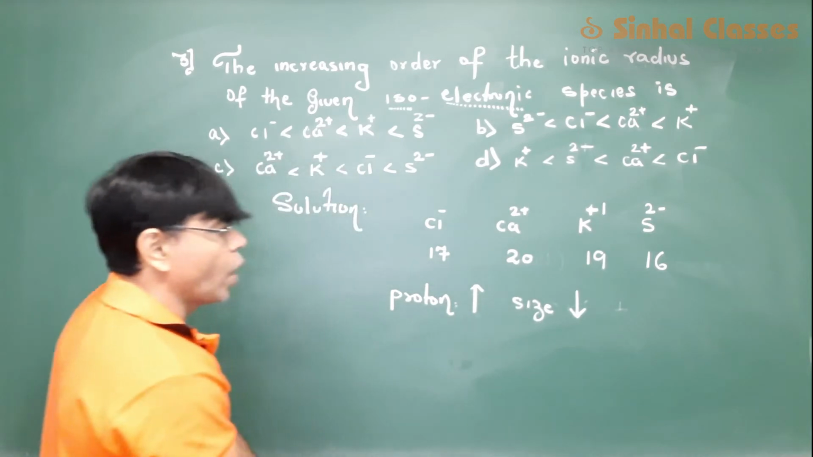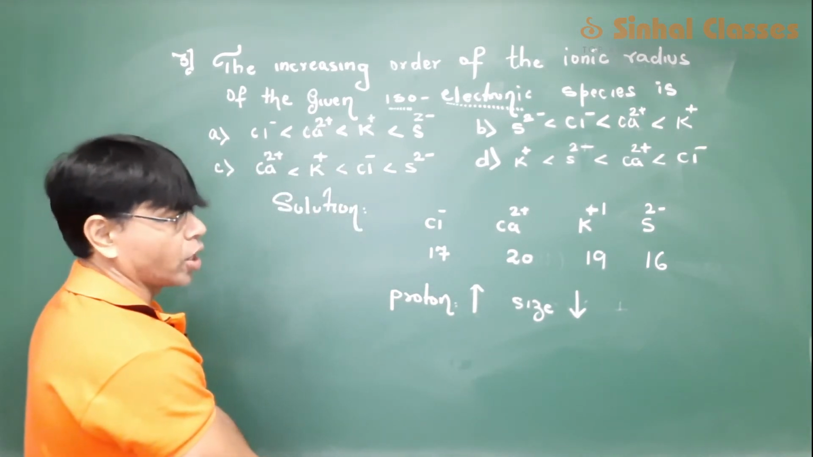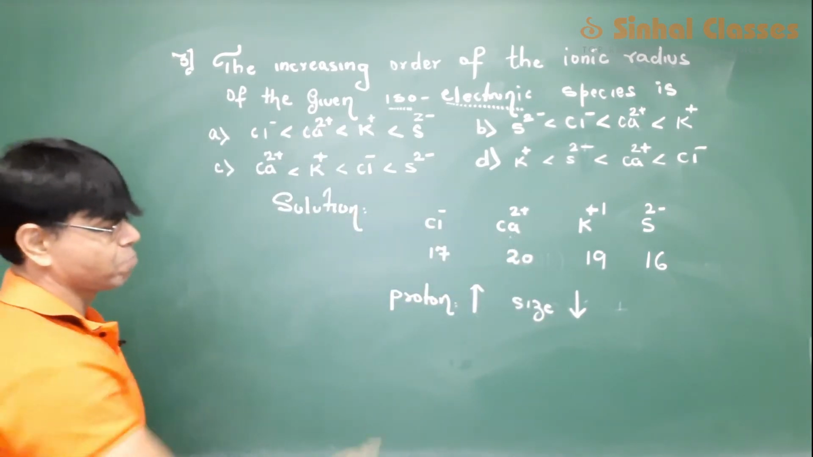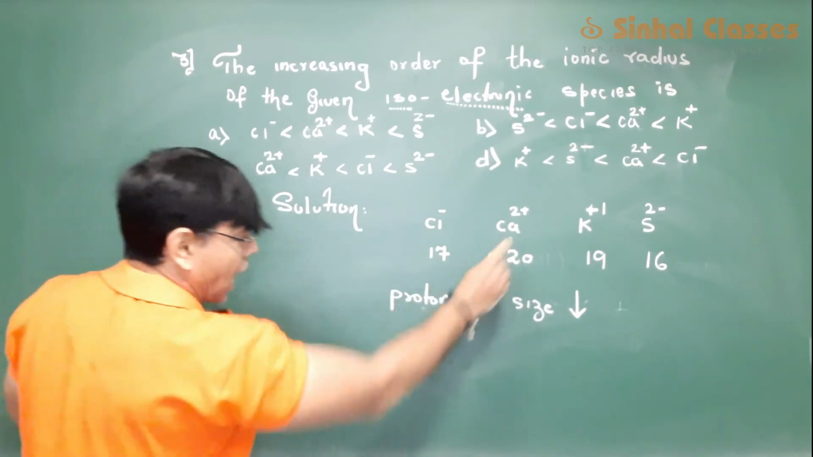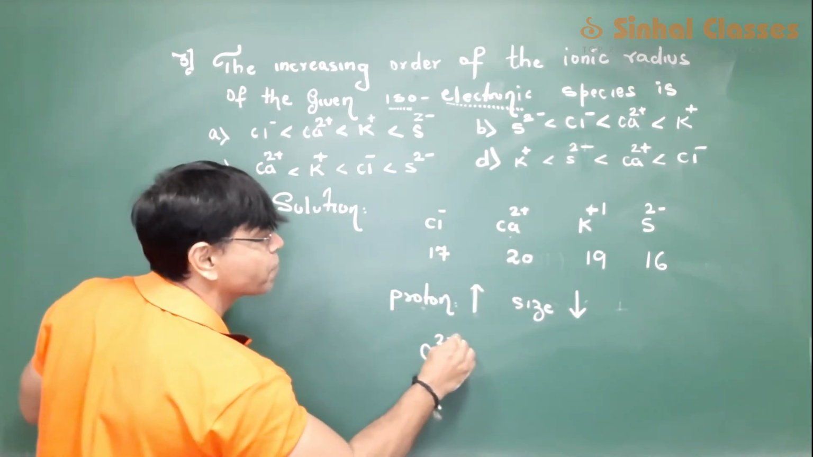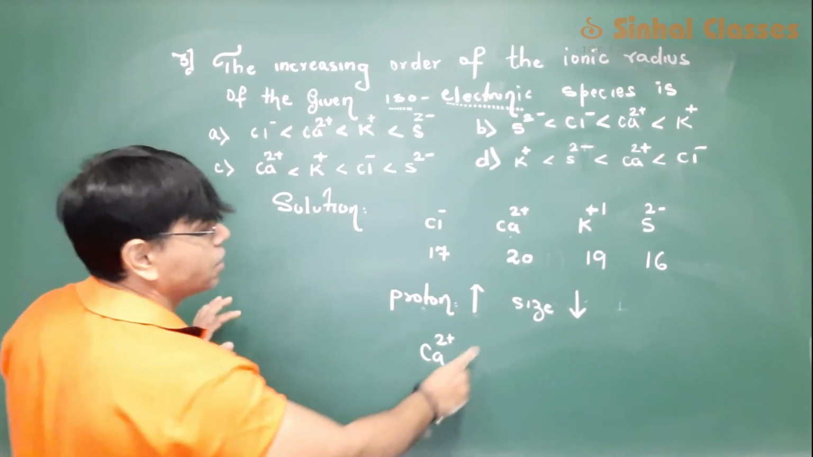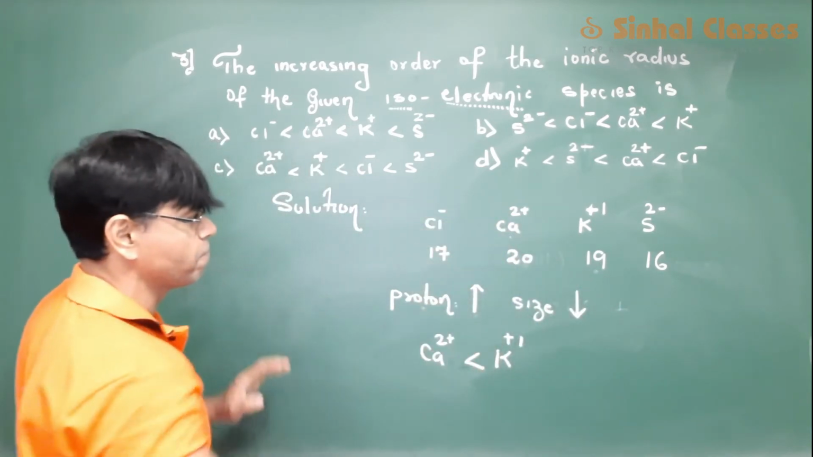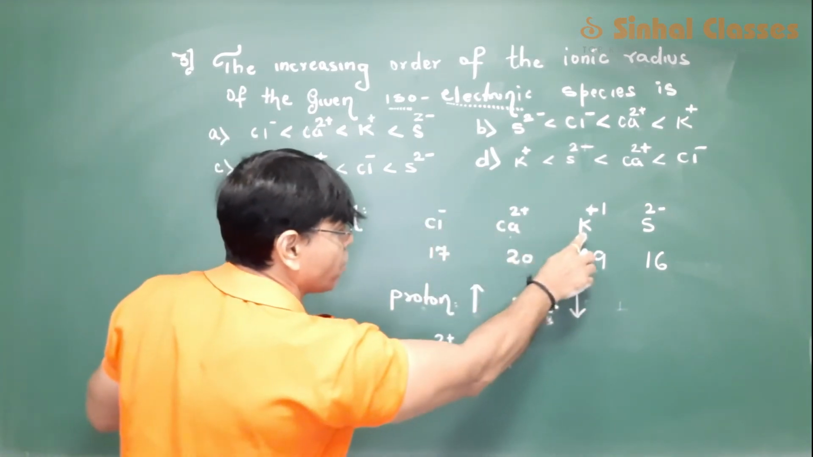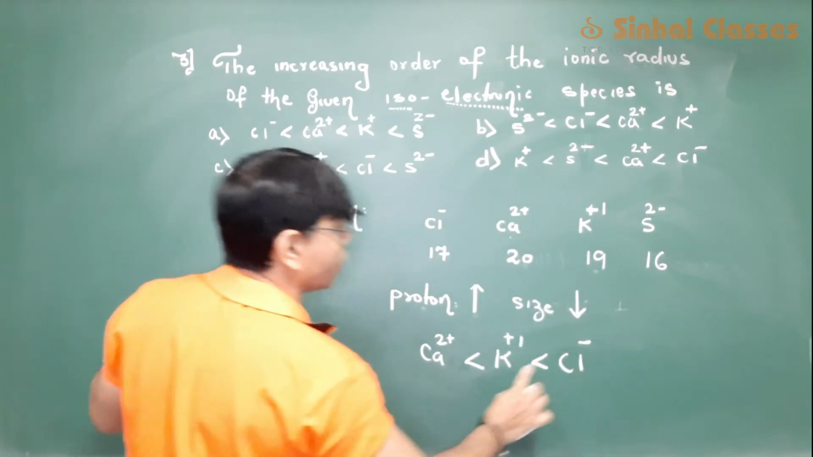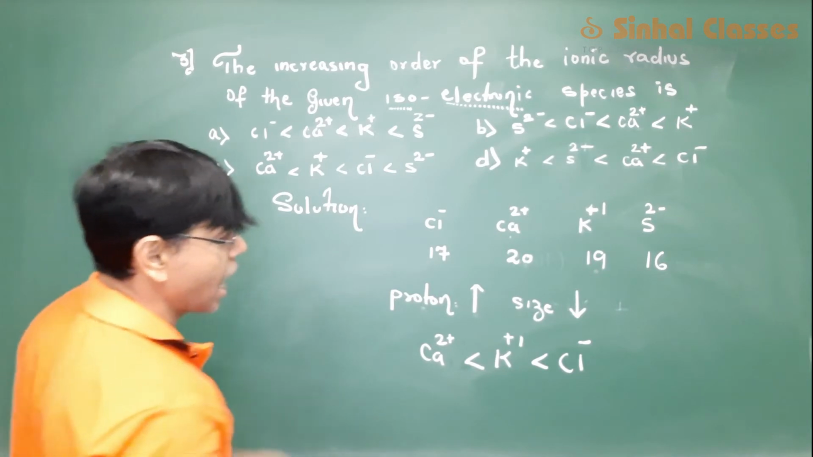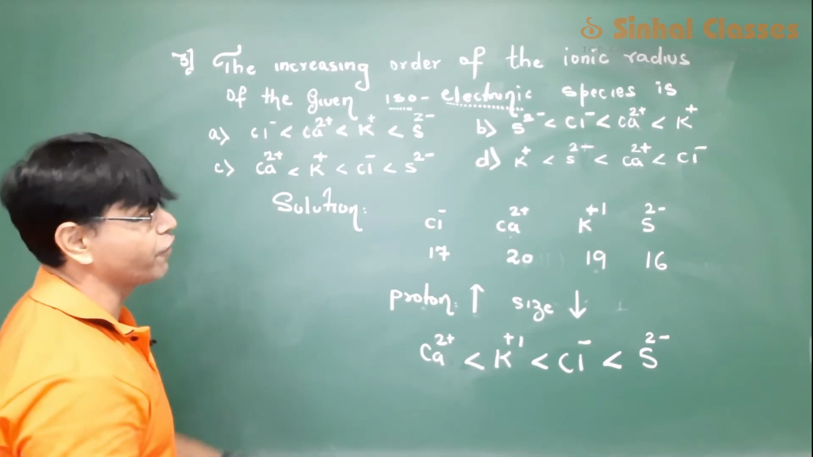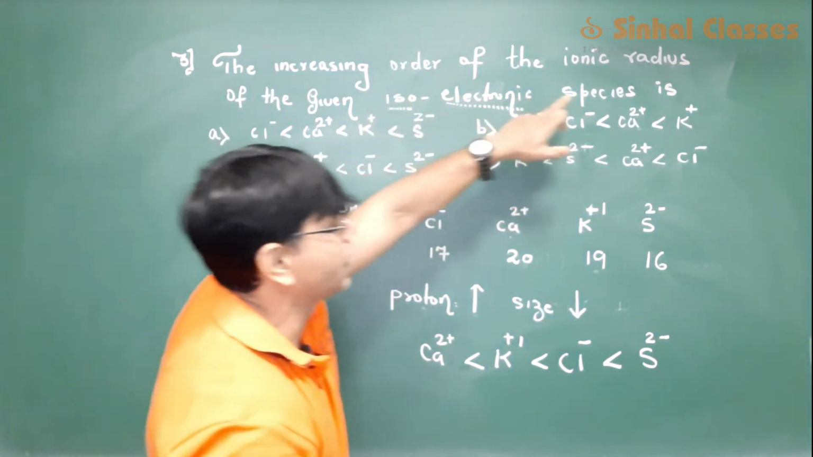Among them, who has the maximum protons? Calcium. So calcium size will be the smallest. Proton more, size less. Then potassium is bigger than calcium because it has 19 protons. And chloride will be bigger than this. The size of chloride ion will be more than that of potassium ion. And lastly, sulfide. So this is your order of ionic radii for isoelectronic species.